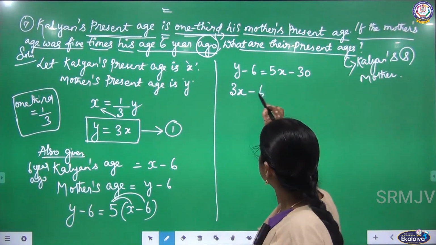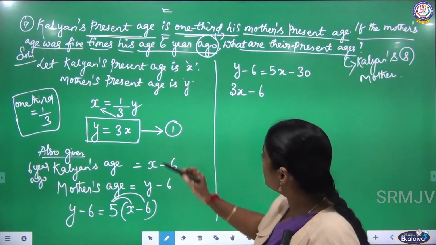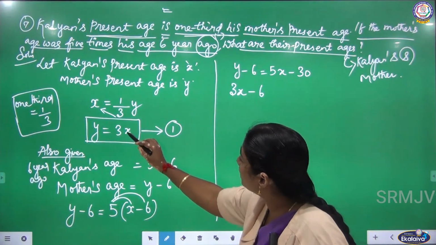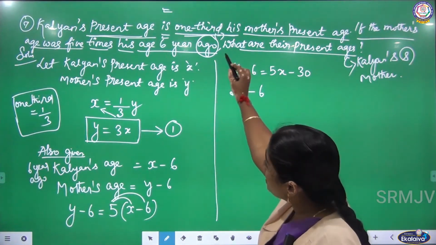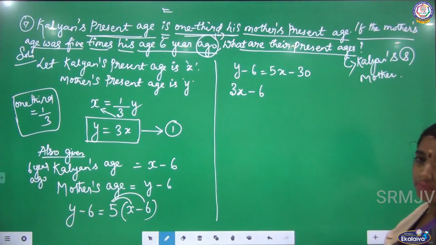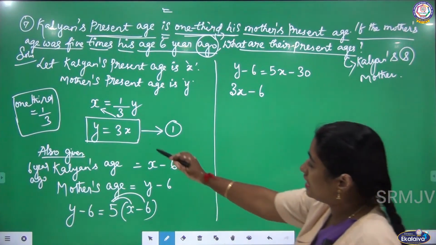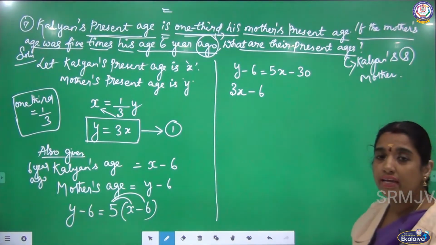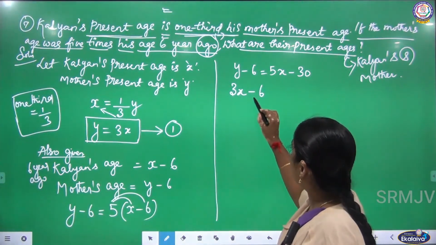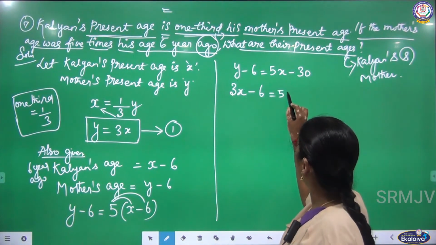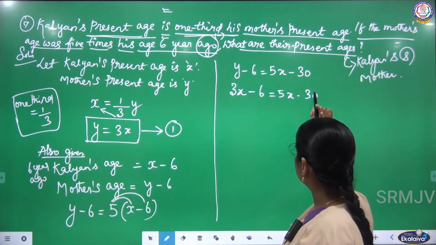3x minus 6. Got it? Because substituting y is equal to 3x, which is given in the question, because Kalyan's present age is 1/3 of his mother's age. So I have arranged the equation as y is equal to 3x. So substituting here, 3x minus 6 is equal to 5x minus 30.